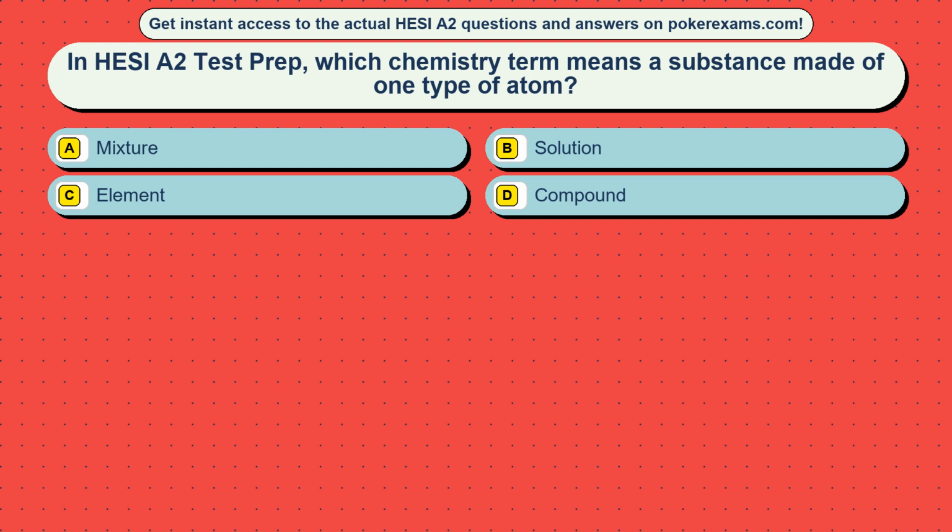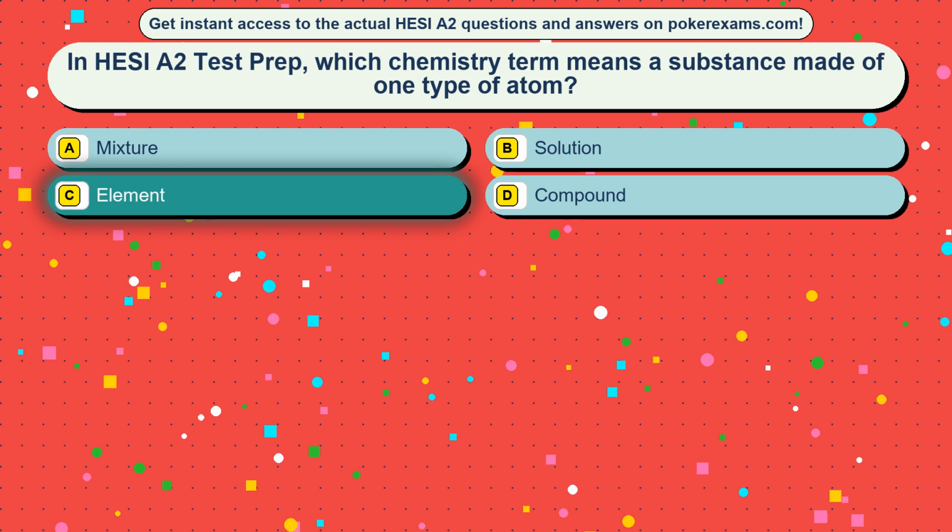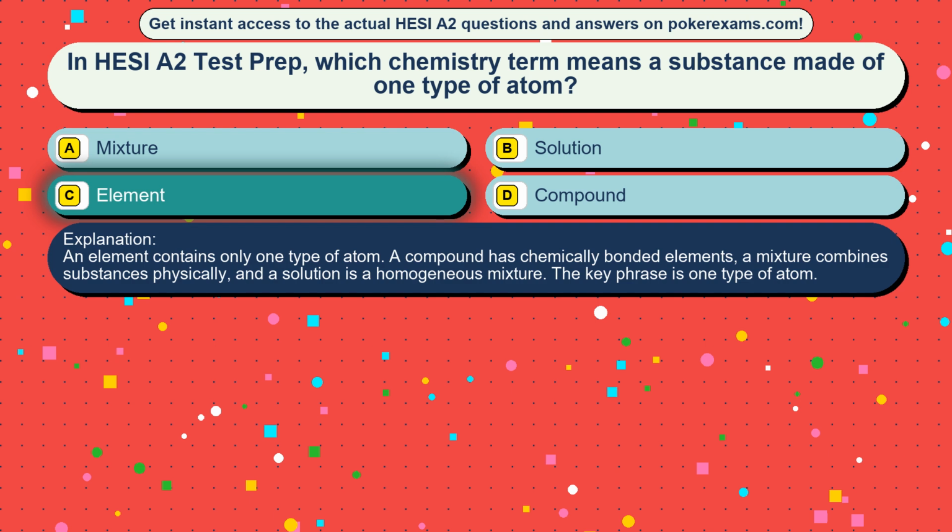Question 23. In HESI A2 Test Prep, which chemistry term means a substance made of one type of atom? Option A, mixture. Option B, solution. Option C, element. Option D, compound. The correct answer is option C, element. An element contains only one type of atom. A compound has chemically bonded elements, a mixture combines substances physically, and a solution is a homogeneous mixture. The key phrase is one type of atom.